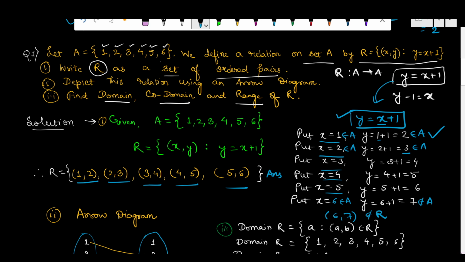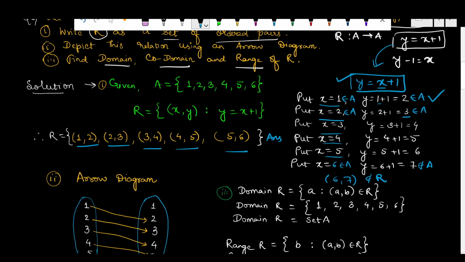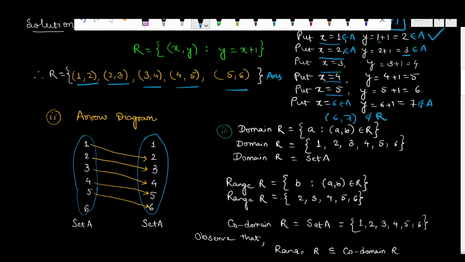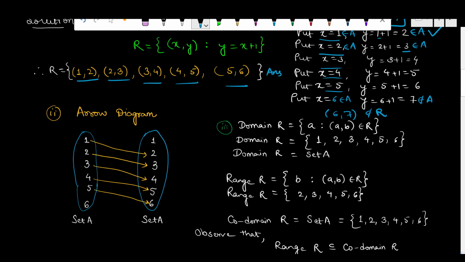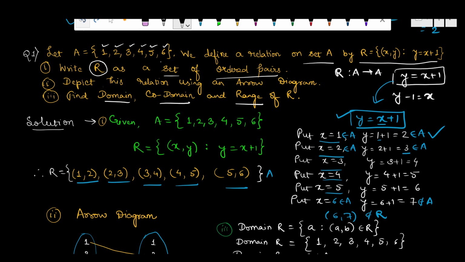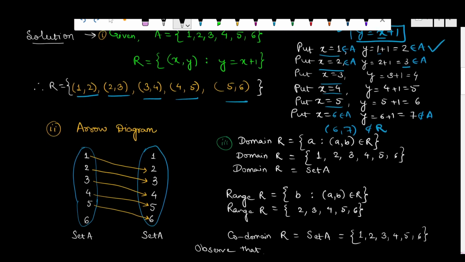Now depict this by an arrow diagram. So R is a relation from set A to set A, right? So from here 1 maps to 2, 2 goes to 3, 3 goes to 4, 4 goes to 5, 5 goes to 6, but 6 cannot go to 7 as 7 is not present in set A, right? I hope this question is clear to all of you.